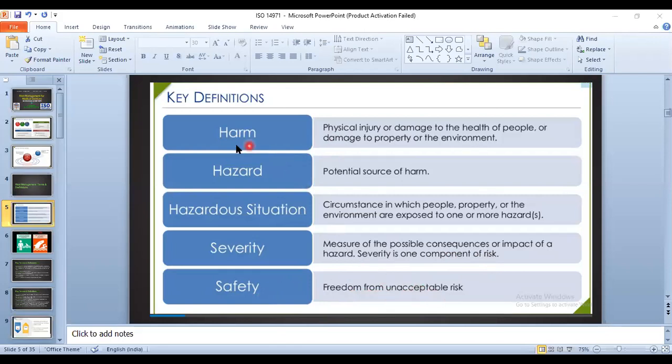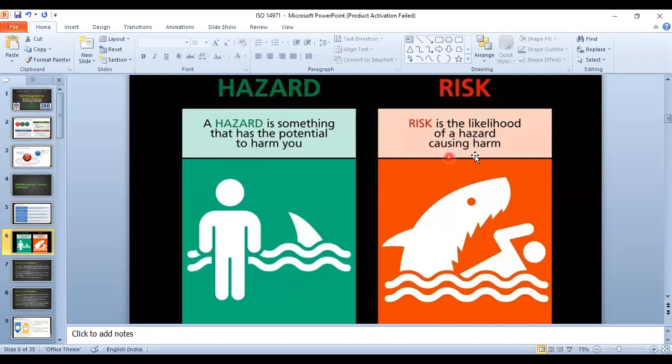Now I can clearly show you the difference between a hazard and a risk with a good example. See, hazard and risk. Here you can see two pictures, right? Say yes or no. Yes, sir. See, what is a hazard and what is a risk? Here, look, there is one man in the ocean very near to a big whale. So what is a hazard? Now we can define it. A hazard is something that has the potential to harm you.